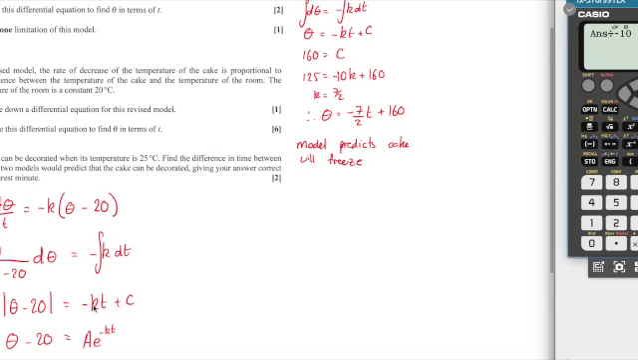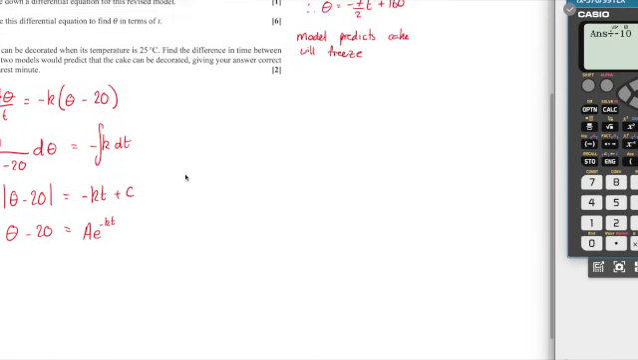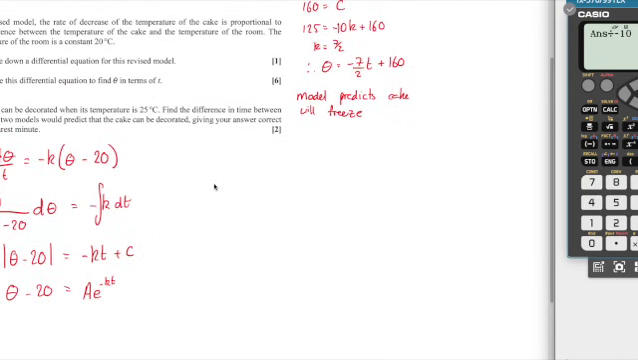e to the minus kt plus c, and then of course that is e to the minus kt times e to the c. e to the c is constant, so it just becomes a new constant, capital A. Again, we have the same initial conditions: theta is 160 when t is 0, and theta is 125 when t is 10. So we're going to use those to find our values of A and k.